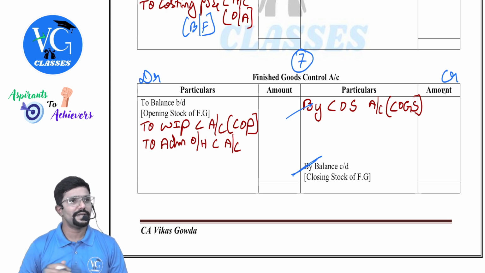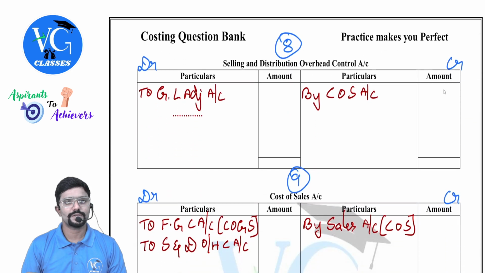Closing balance, if it is given, write it. If this is also given, just write it. If not, that will be the balancing figure. No, sir, this is given, but closing balance is not given. Then closing balance will be the balancing figure, guys. This account also is closed.